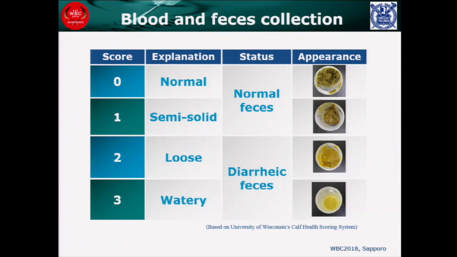We scored our feces samples from 0 to 3, and our scoring system was based on the University of Wisconsin Calf Health Scoring system. We considered score 0 and 1 feces as normal feces, and 2 and 3 feces as diarrheic feces.